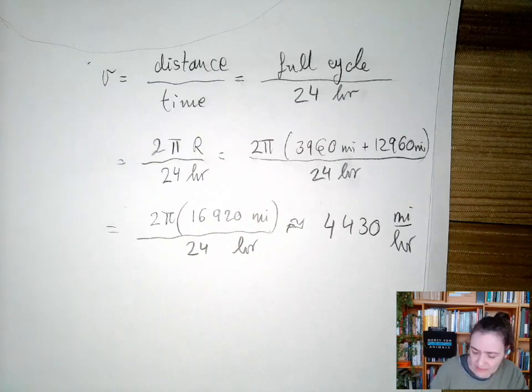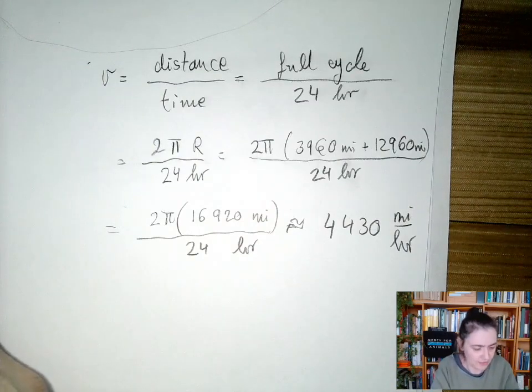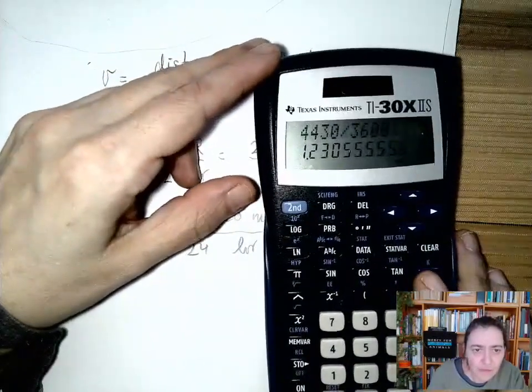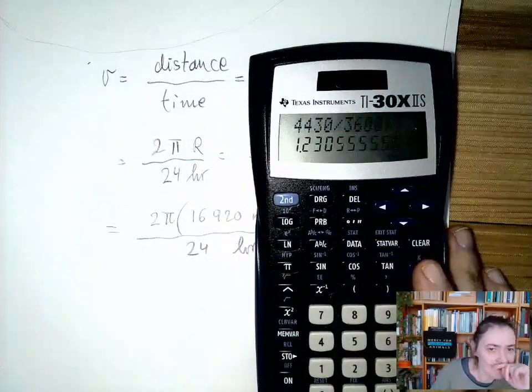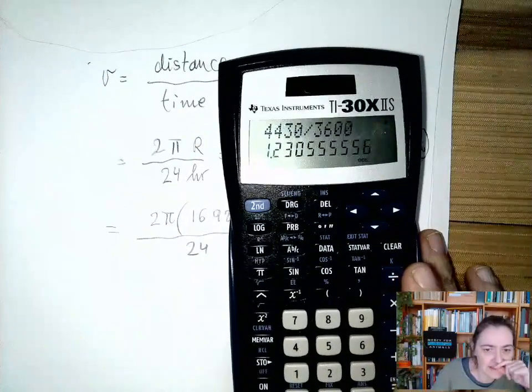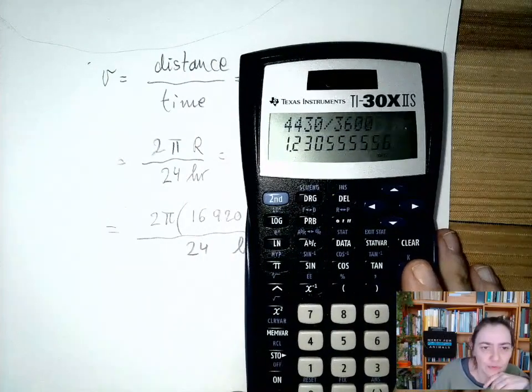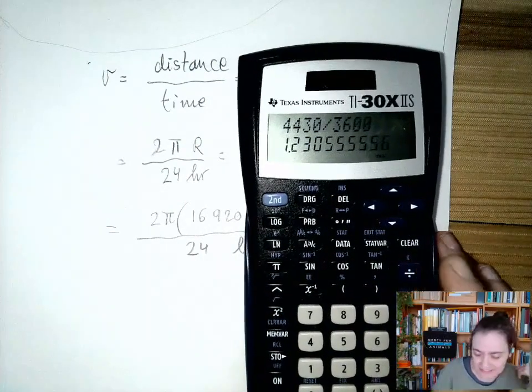If you divide this by, just curious, this is 1.2 miles per second, right? Every hour has 3,600 seconds in it, 60 minutes, 60 seconds in a minute. That means 1.23 miles per second. That's pretty fast.